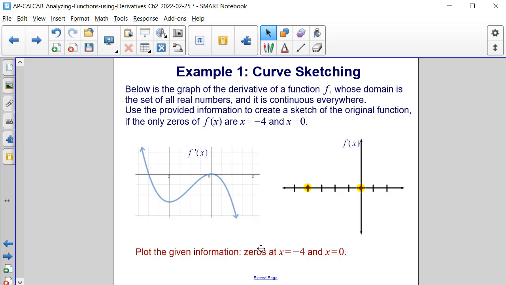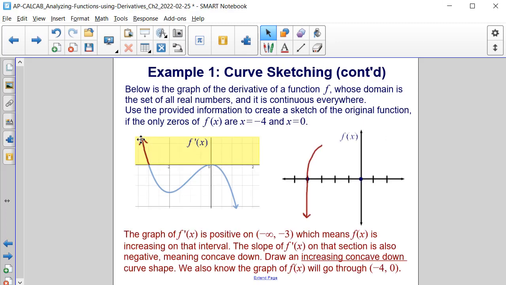Begin by plotting the given information, which are the zeros at x equals -4 and x equals 0. So if we analyze our derivative f prime of x, we see that it is positive from -infinity to -3. And that means that f of x is increasing on that interval. So up to -3, it's increasing, and also it intersects the x-axis at x equals -4. So we need to cross through the x-axis, continue to increase, and then when we get to x equals -3, we're going to stop increasing.